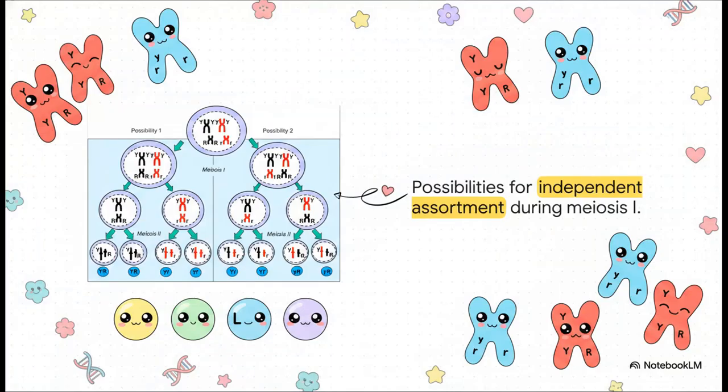And this brilliantly illustrates exactly how chromosomes can arrange themselves in two different, really cute combinations to make that happen. Notice the possibilities during meiosis I here. On the left, dominant alleles might line up together. But over on the right, they might just mix and match. Because they sort independently, these possibilities lead to four uniquely different gamete types: capital Y capital R, capital Y lowercase r, lowercase y capital R, and lowercase y lowercase r.